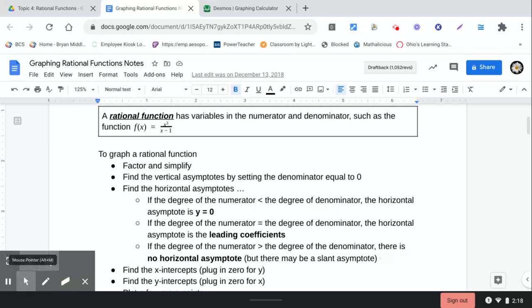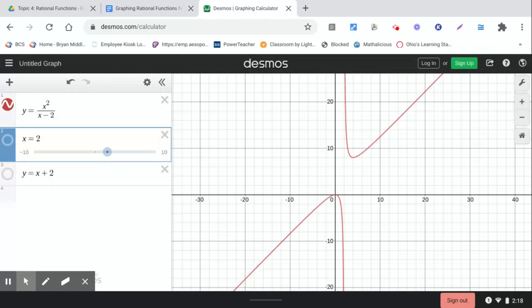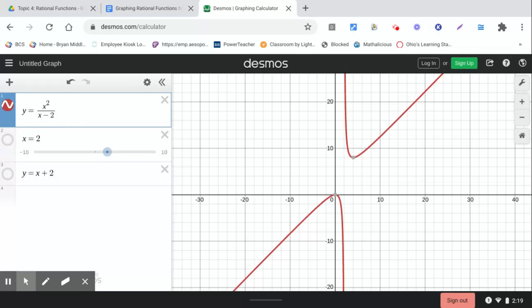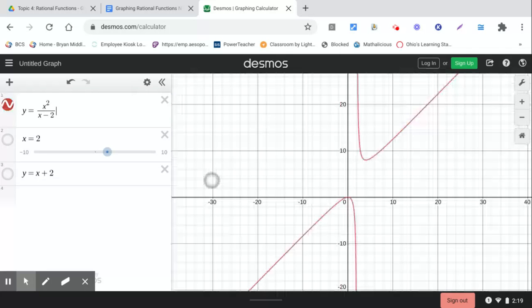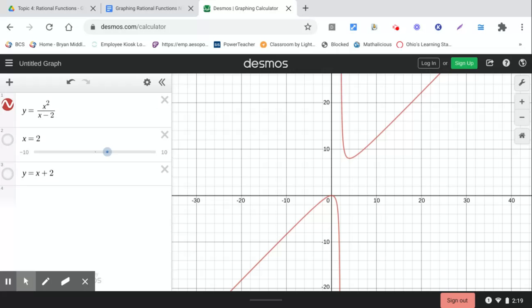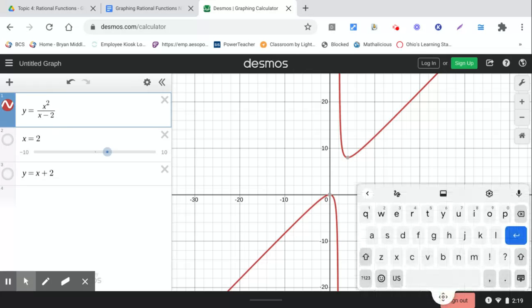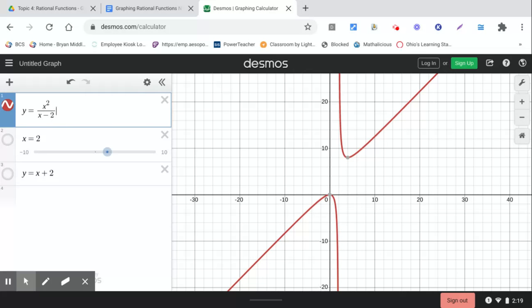So I want to show you one of these. I've got it over here on Desmos. So I've got this function x squared over x minus 2. And you can see that function, the degree on top is 2, and the degree on bottom is 1. So the degree on top is greater, so this has no horizontal asymptote. And you can see that here in this problem, that there's not a horizontal line that this is getting closer and closer to. Now, there is a vertical asymptote, and we can see that just looking here at the function. If we set the denominator equal to 0, we get x equals 2. So there's that vertical asymptote.